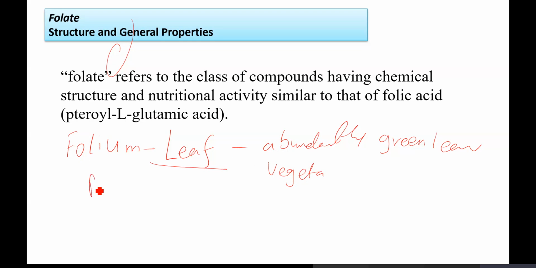So again, this is not required for just one specific function, but it is also required for synthesis of purine, pyrimidine, and thymine. Okay, pyrimidine and thymine. So what does its chemistry say?